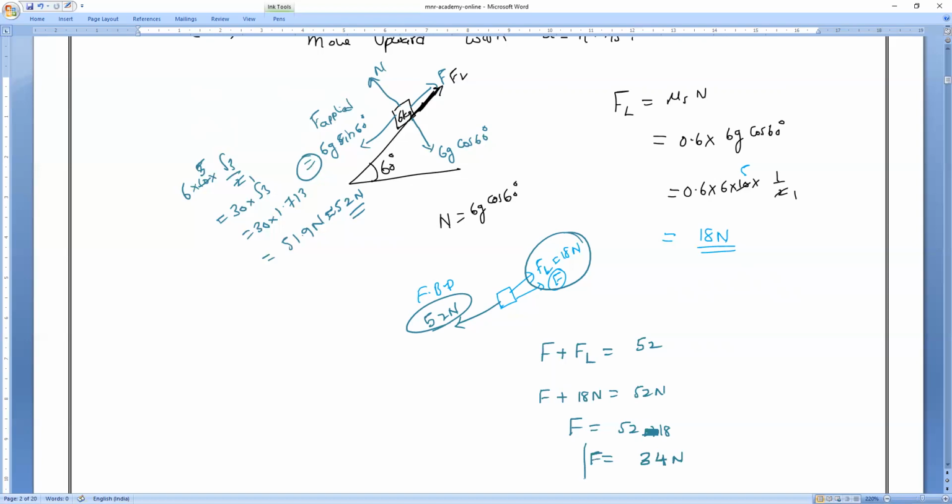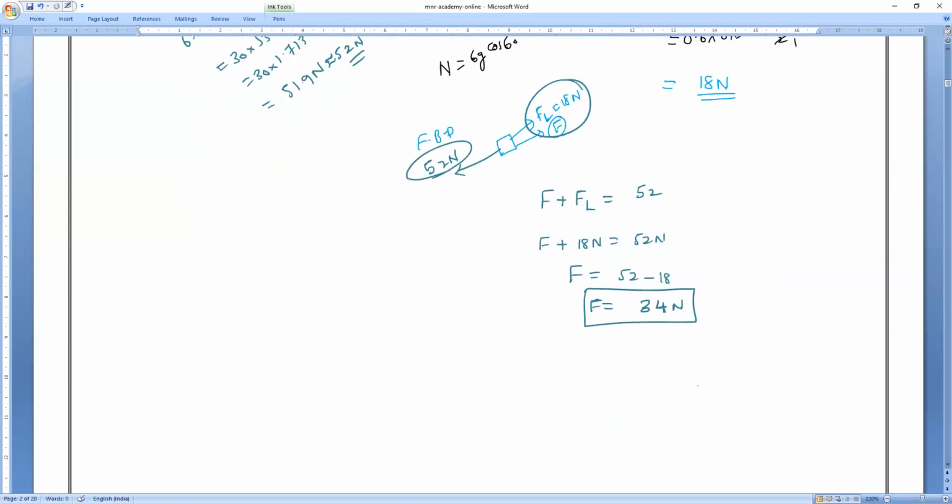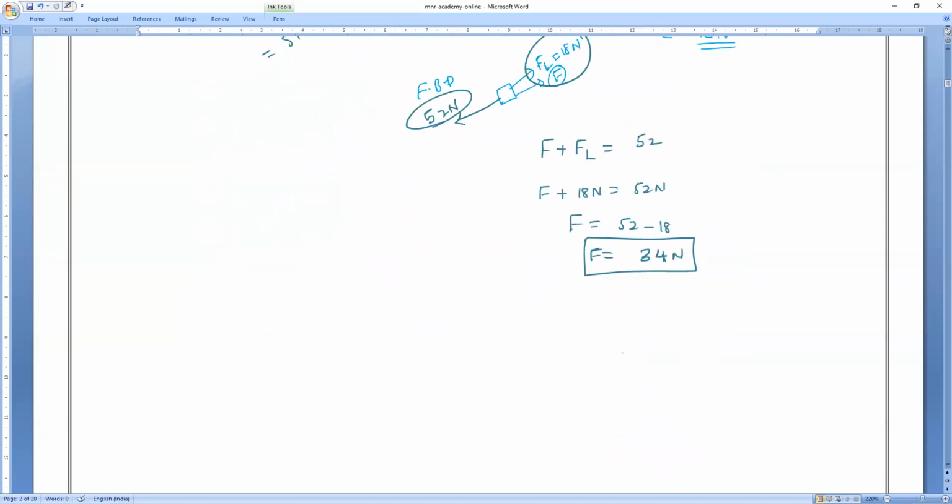If I apply the backside force of 34 newtons, then the body is said to be in what? Stationary. Everybody clear? As the applied force is 52 newtons, to balance it and make the body stationary, along with the limiting friction, I should apply how much force, guys? I have to apply 34 newtons. Understand, all of you? Clear? Next one.